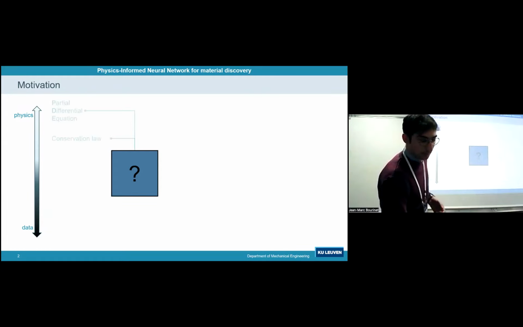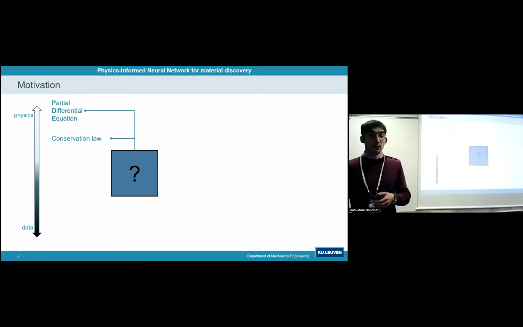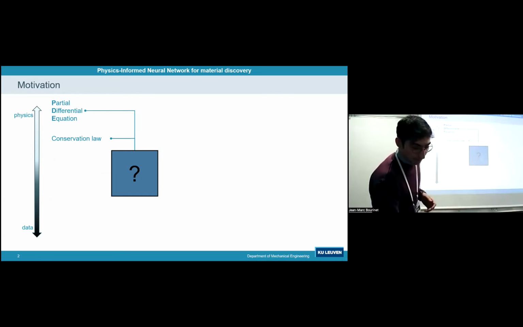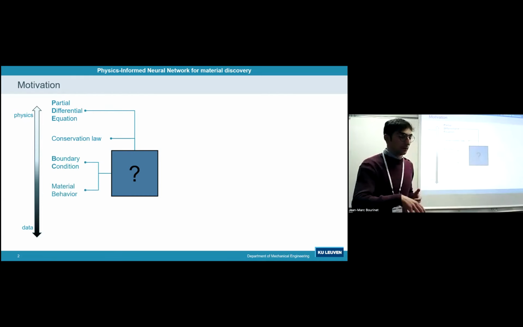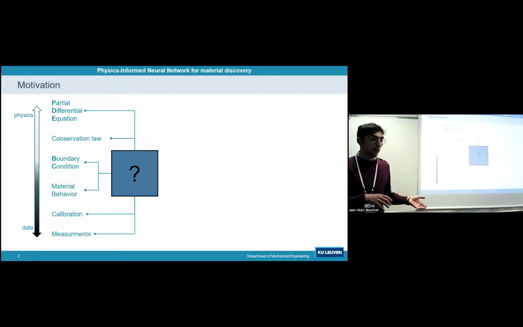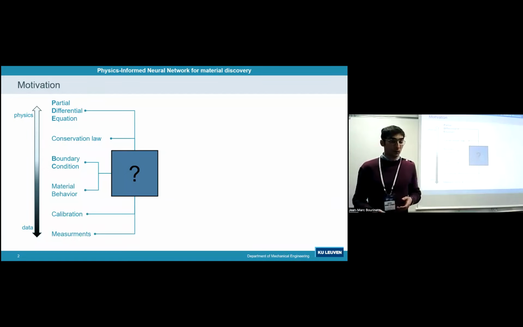So on the physics part, you can have, for example, partial differential equations and other conservation laws, and then you can have information on the material behavior that you can get using calibration. And on top of that, you can have sensors that give you measurements about your material, your model.